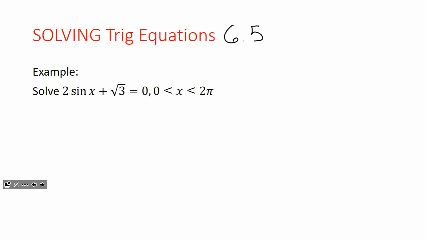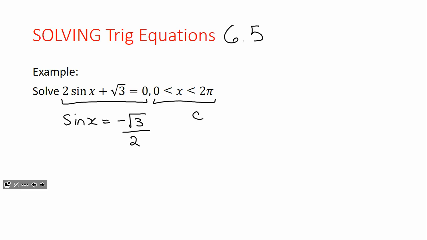So solving something like this, you're usually given a domain. If you're not given a domain, we solve it in general, so that's usually where we use that n as an integer. All I want to do right here, using this equation, is get my sine all by itself. So I'm going to move that root through to the other side, and then I'm going to divide by 2. And now we go through those same 3 steps: CAST rule, reference angle, actual angle.